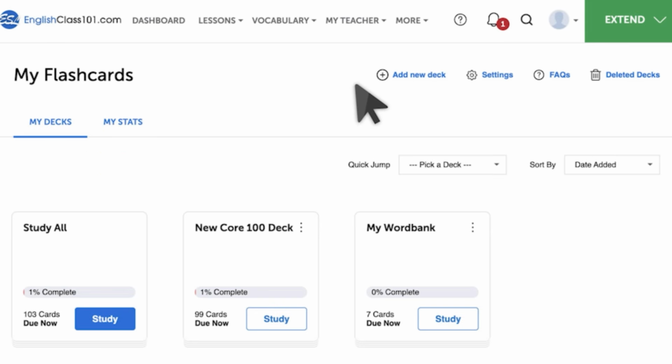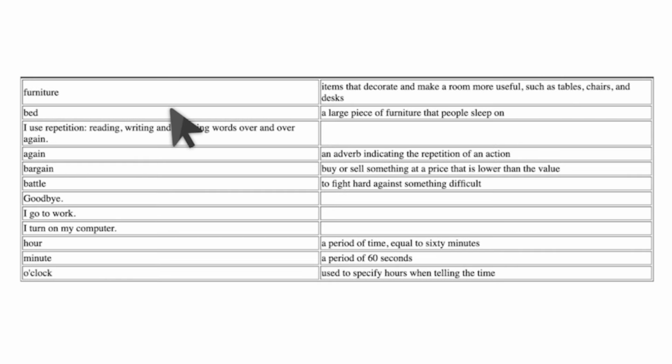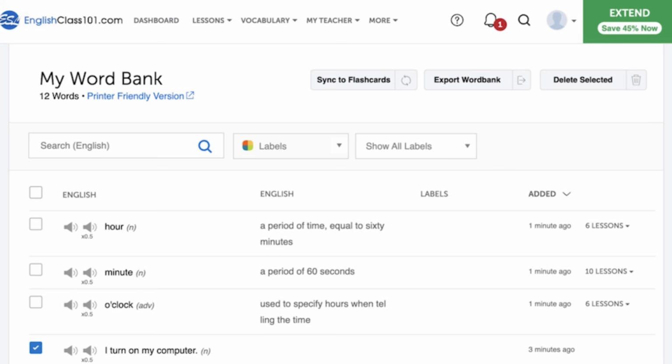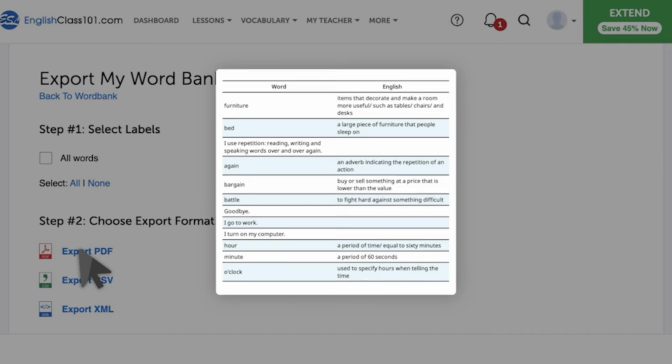You can easily check the meaning of a word or listen to its audio pronunciation right in the word bank. If you're looking to really master those words, you can click Sync to Flashcard Deck. This creates a flashcard deck with your word bank entries, ready for study. If you want to create your own printable worksheets, just click Printer-Friendly Version and print out your word bank. And if you need a digital copy, you can export your word bank as a PDF, CSV, or even XML file.